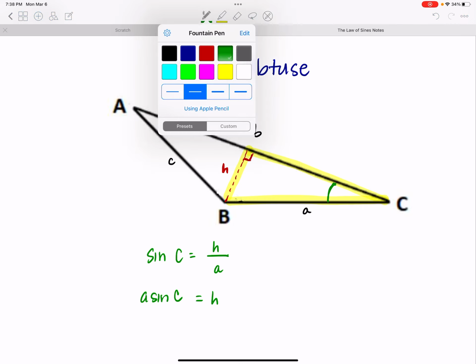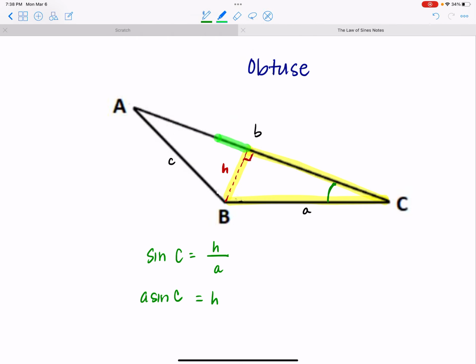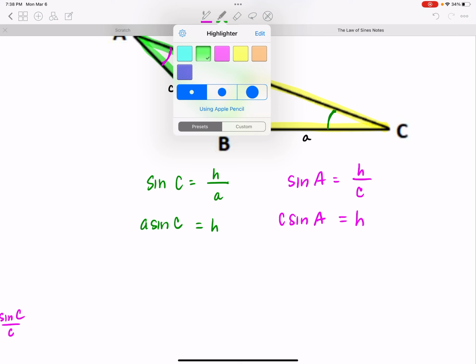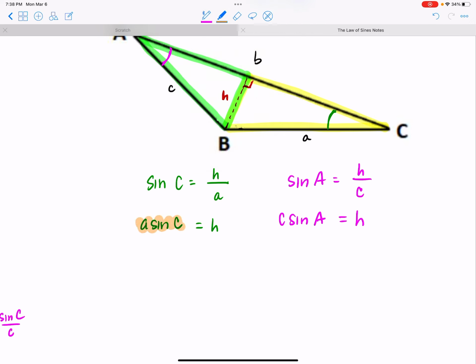And then again, I could go to this triangle and do the same kind of thing. Let's say I'm looking at angle A. Okay, the sine of angle A would be equal to the opposite side over the hypotenuse in that green triangle, which would be H over C. And so if I multiply both sides by C, I see H equal to C times the sine of A. So just like we had a second ago, okay? If H is equal to A sine of C and H is equal to C sine of A, like if both of those expressions are equal to H, then they have to be equal to one another.